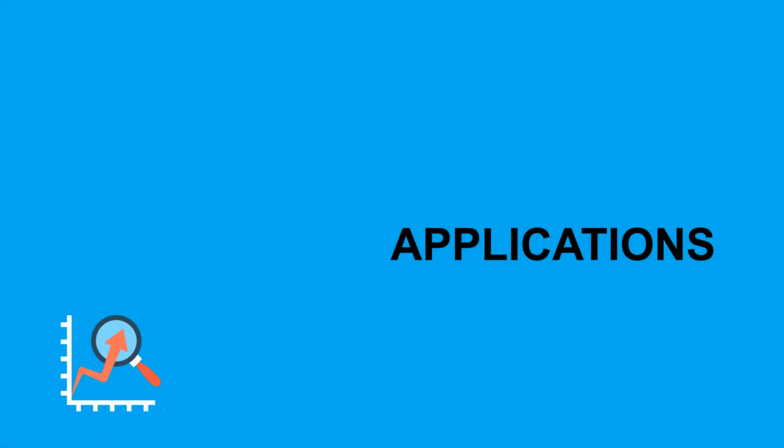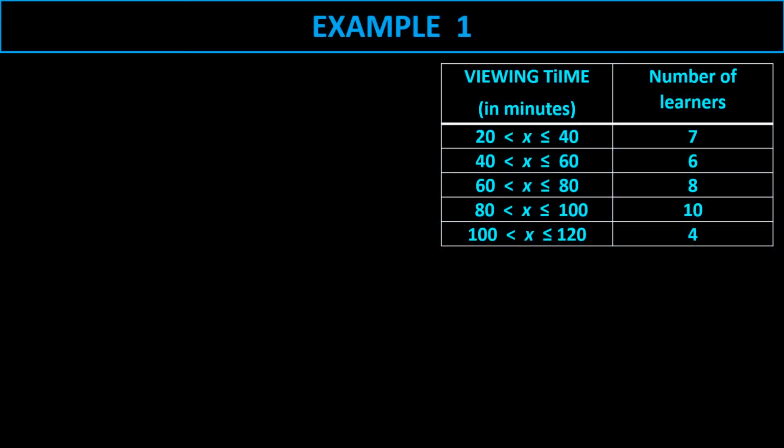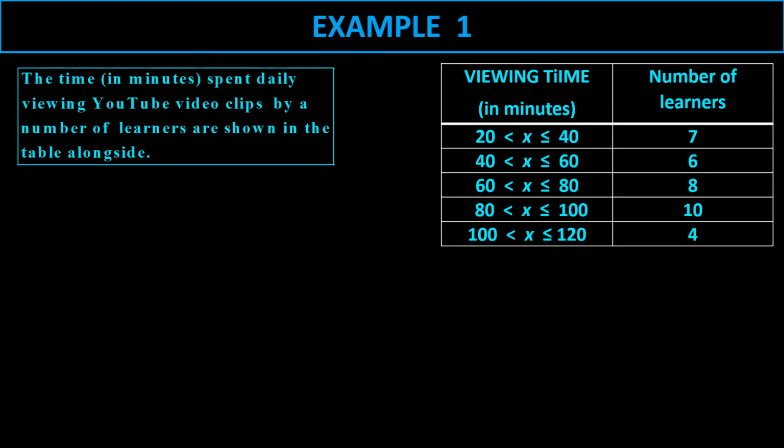Okay. Now next we're going to do some applications, and this is now an application of all the concepts we did in the previous two units. So let's take an example. There's a frequency table, and let's see what the context here is. This is the time spent daily viewing YouTube videos by a number of learners, right? So there are some of the clips that are between 20 and 40, and some between 40 and 60, and that's the number of learners who view those particular clips, right? So there's my univariate grouped data.